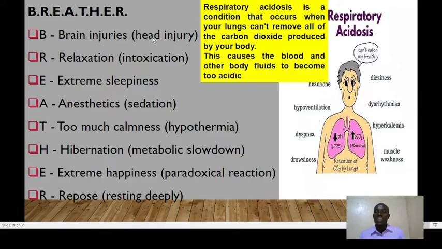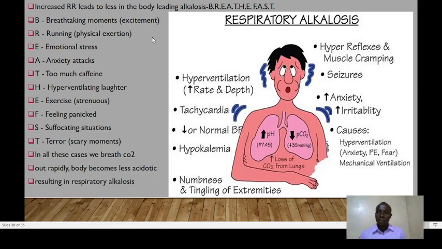especially the head injury. Somebody is relaxed. We have extreme sleepiness, anesthetics, too much calmness, hypernation, extreme happiness, and rest and repose. That is resting deeply. This will make our body or our lungs not blow out more carbon dioxide. So we are going to retain more carbon dioxide, and when we retain more carbon dioxide, we become more acidic. Okay, that is what we have to know.